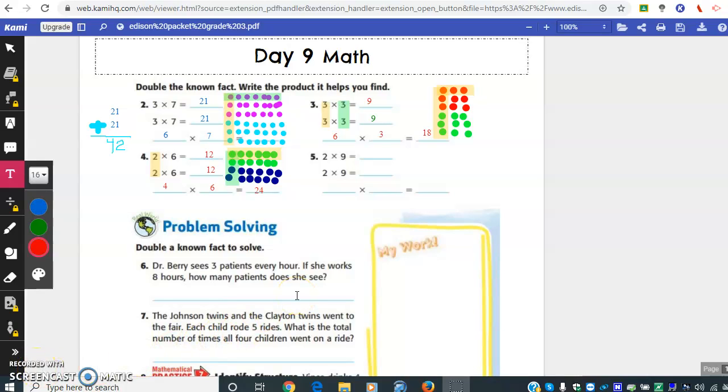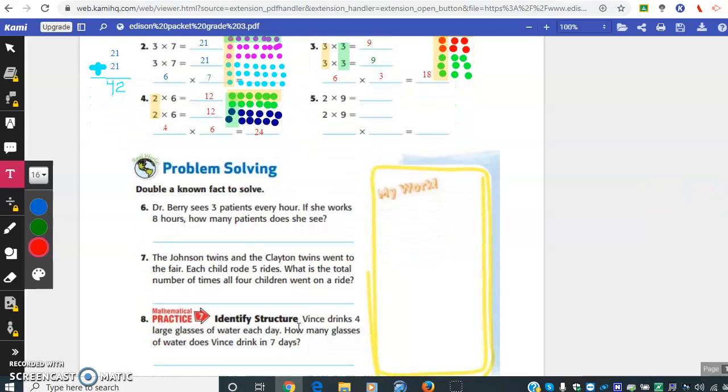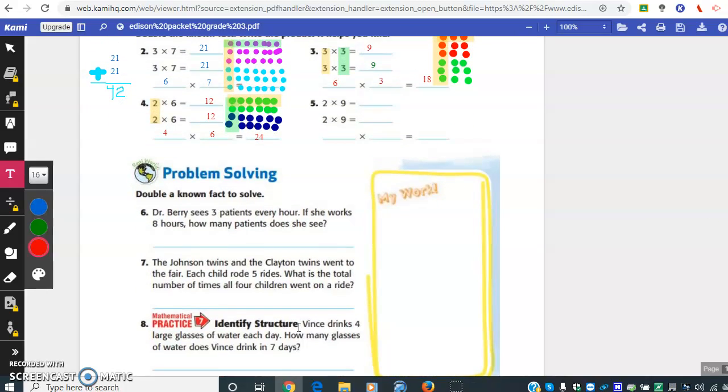Here we go. Dr. Berry sees 3 patients every hour. If she works 8 hours, how many patients does she see? So here's what we know. We know that she sees 3 patients every hour, which is a nice way of saying each hour, and she works for 8 hours. How many patients does she see?